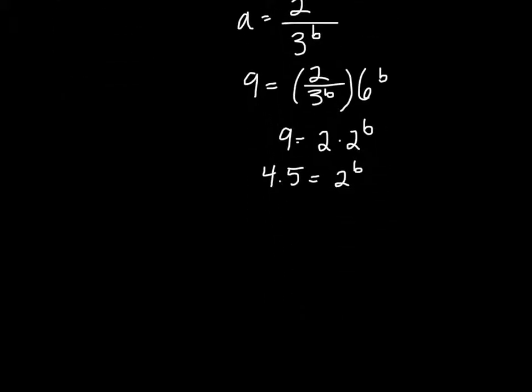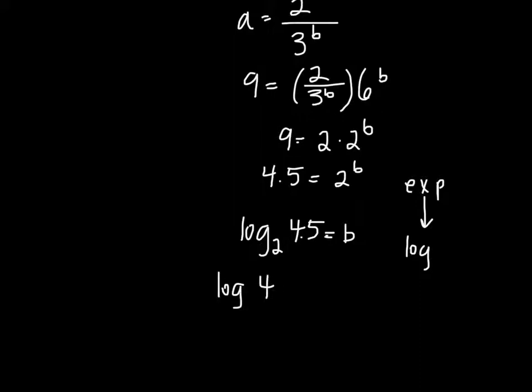Now we're going to take the log base 2 of 4.5 equal to b. So we're going from exponential form to logarithmic form. This way we get b on one side by itself, and this is equivalent to log of 4.5 over log 2, equivalent to b, which is approximately 2.17. So now we have our b.